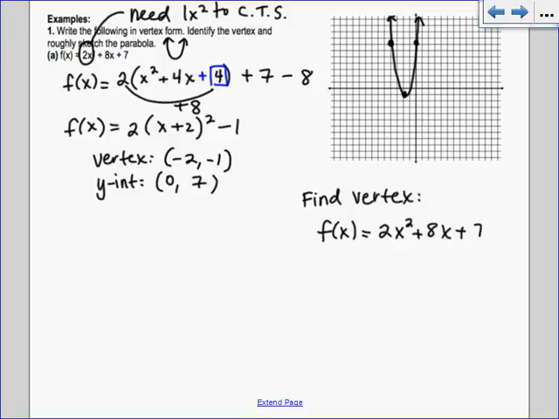Negative b over 2a, right? So we're going to do negative b over 2a. So I'm going to say negative 8 over 2 times 2. So I get negative 8 over 4, which is negative 2.